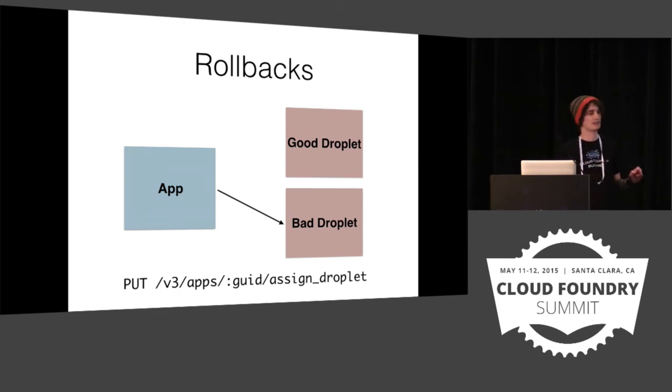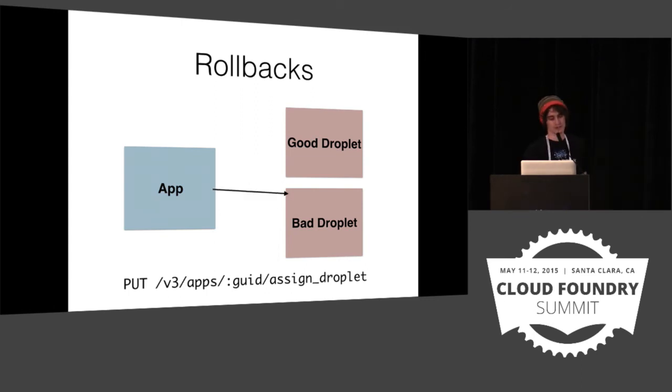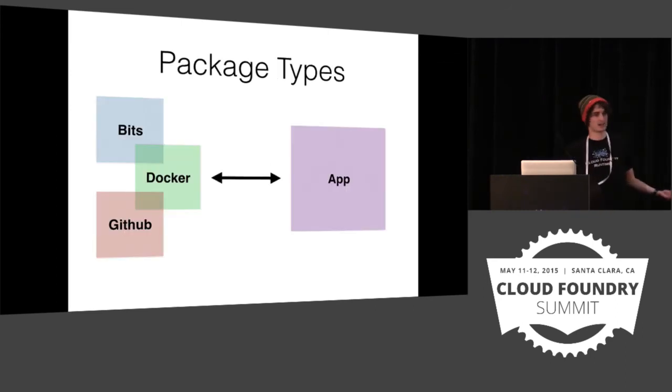But let's say this droplet has bugs in it. The code is bad. You know, you want to go back. Now that we've moved droplets to a top-level domain representation, this concept is really easy to envision. All you need to do is just reassign it back to the old droplet. This is huge. Lastly, package types. We want Docker, we want GitHub, we want Bits, we want them all. Now all you have to do is once again implement the package concept in Cloud Controller because it's a top-level object, and then just plug it into the existing infrastructure, and it should work seamlessly with your applications.